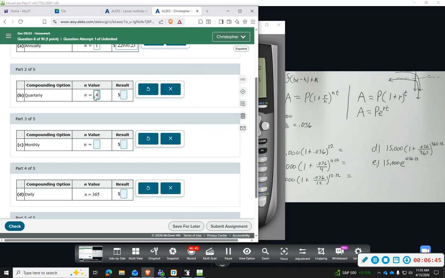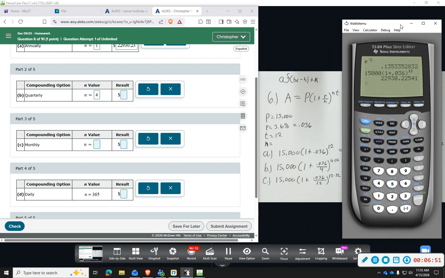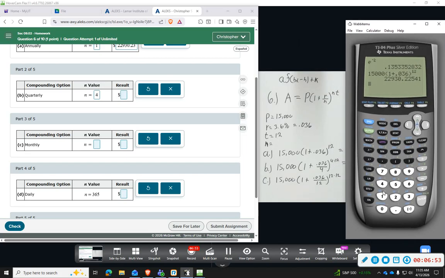All right. Quarterly, N is 4. There are 4 times a year. Might just move this all the way over so I don't have to keep doing so. There's my formula. So we're going to do 15,000 times 1 plus, and this will be 0.036 divided by 4, and then raised to the 4 times 12 power. So this gives me 23,060.42.